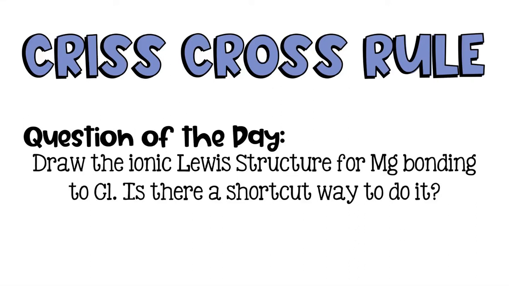Today we will learn how to use the crisscross rule to write ionic compounds. The question of the day is: draw the ionic Lewis structure for magnesium bonding to chlorine. Is there a shortcut way to do it?